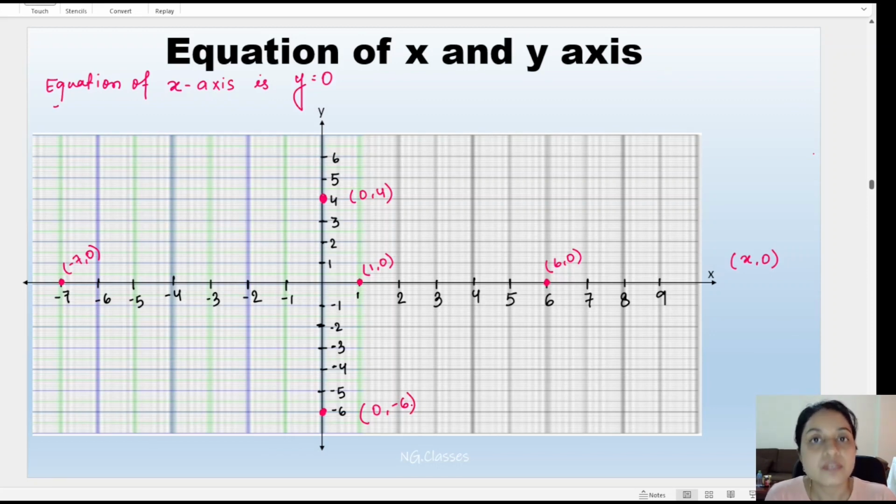So what are we getting? We are getting that any point on the y-axis has coordinates in the form (0, y). Hence, the equation of the y-axis is x equals 0. Whatever the y value, the x value has to be 0, right? Let's write it.